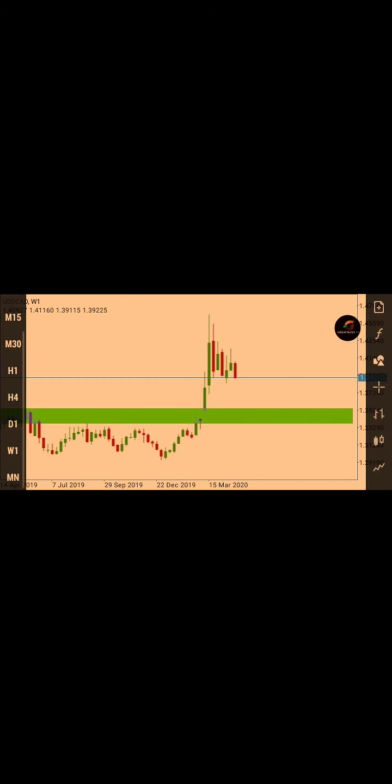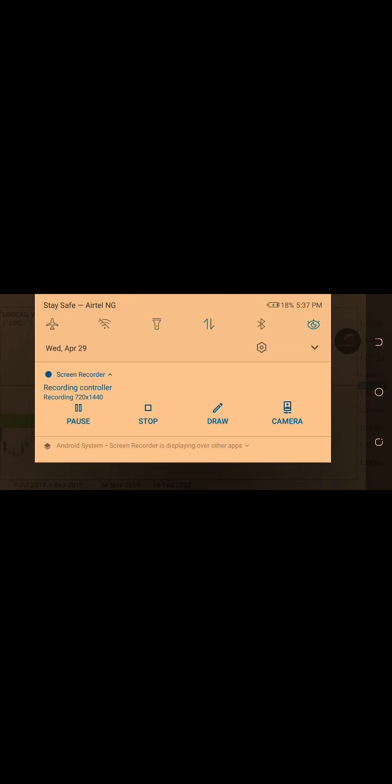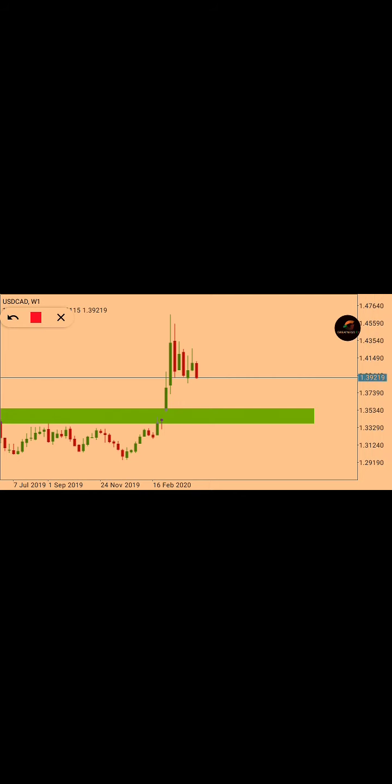So the market might respect the gap and come down to retest. The second area I say you should watch out for is in the monthly time frame. So you can see a gap here. The market might come down like this and immediately break this area. Just expect it to retest and continue the downtrend.